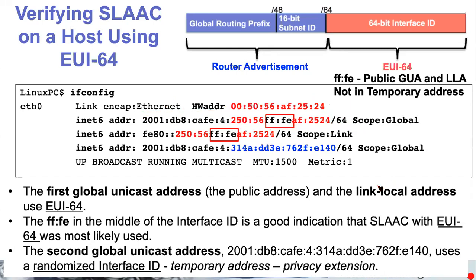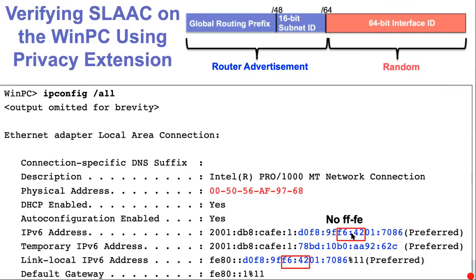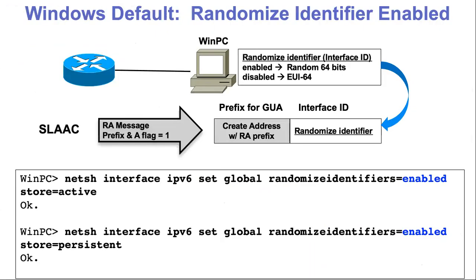A lot of people don't like that, which is why we have the option for a randomly generated number, which the Windows operating system does by default. Now you can modify that. So Windows by default uses the randomized identifier. When it gets the prefix and the A flag set to 1, Windows will generate a global unicast address, but it's going to use the prefix in the RA message, and for the interface ID, it's going to use a random number.